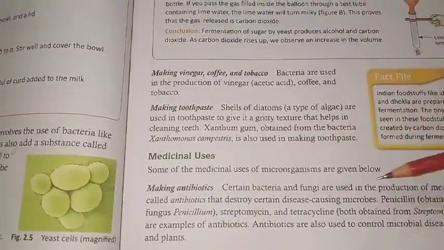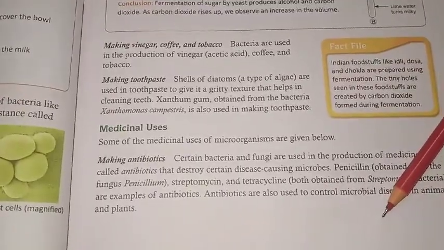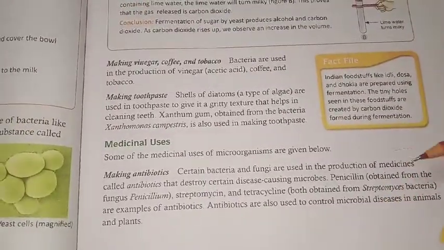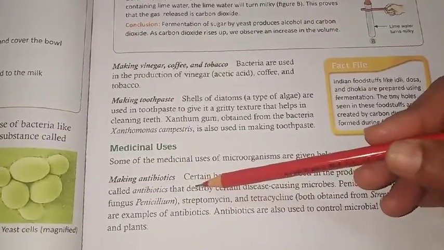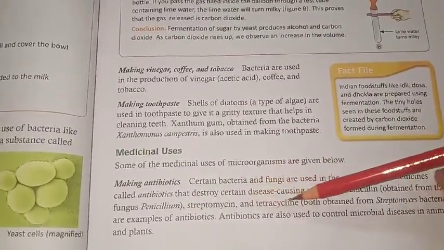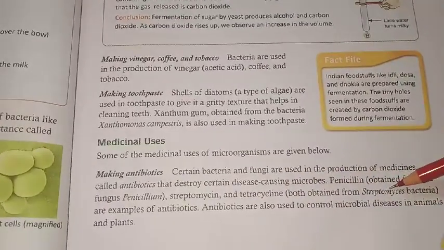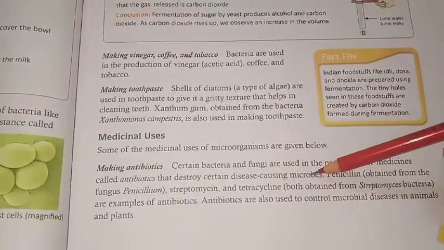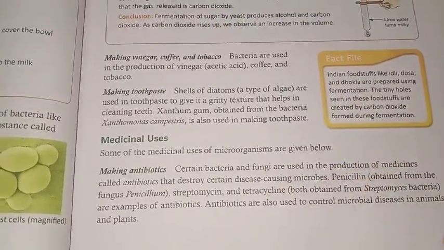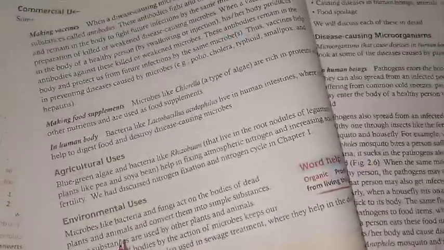Medicinal uses: some microorganisms are used for making medicines that help to cure many diseases. Penicillin is obtained from Penicillium, which is a fungus. Streptomycin and tetracycline are also obtained from bacteria. These come under the category of antibiotics that are used to control microbial diseases in animals, plants and also in human beings.